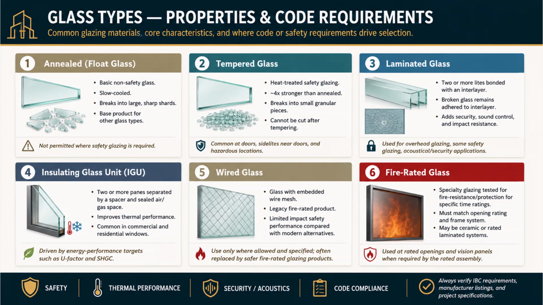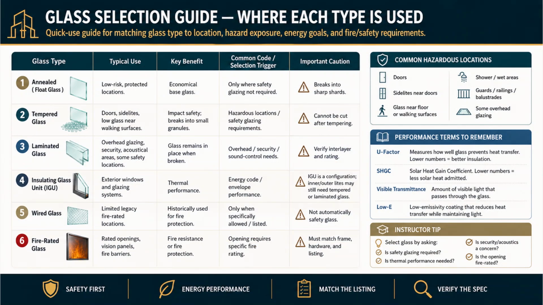It's not just an aesthetic or performance choice. This is a selection matrix, so I'll teach the pattern rather than read every cell. The table rates each glass type by typical use, key benefit, common code or selection trigger, and important caution. Use it as your study reference. The quick story: annealed for low-risk protected locations only, tempered for doors and hazardous locations, laminated for overhead, security, and acoustics, IGU for thermal performance, wired glass only where specifically allowed, fire rated where the opening requires a fire rating.